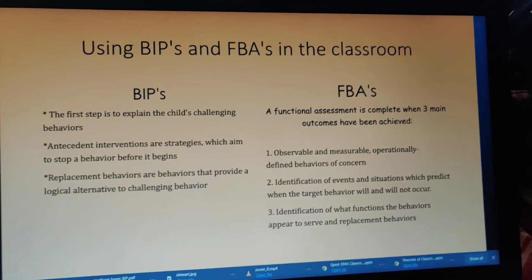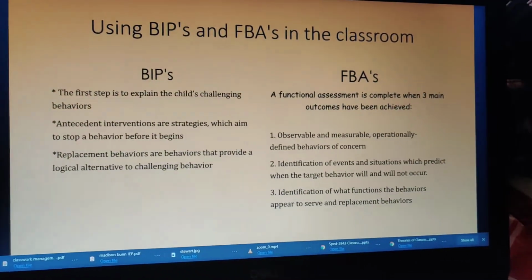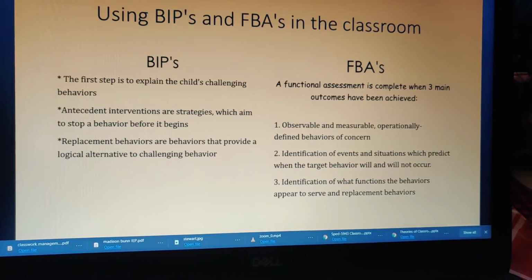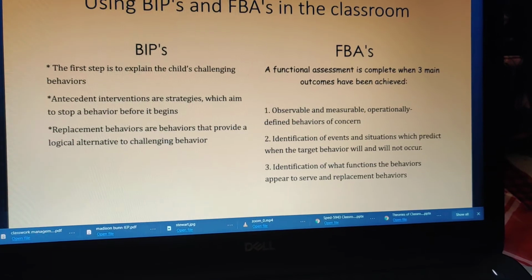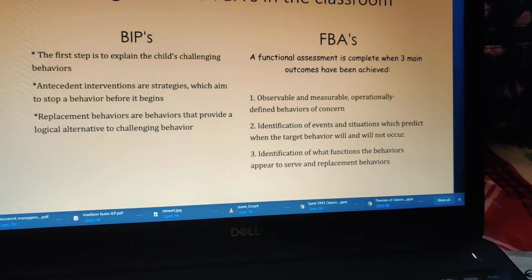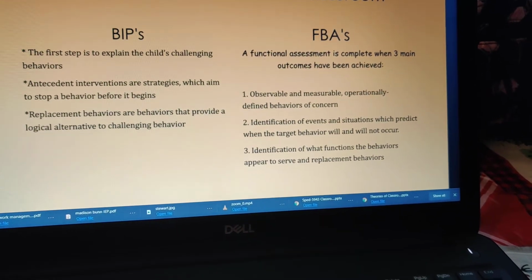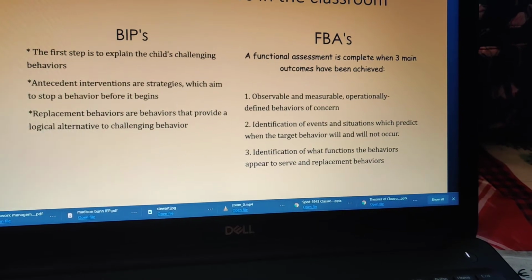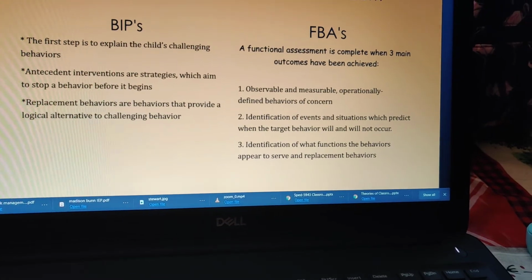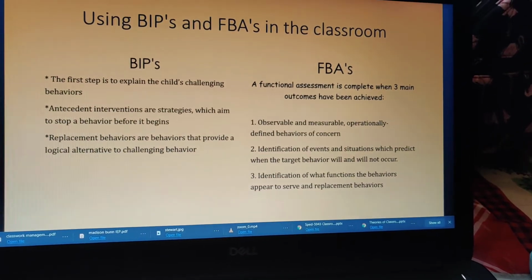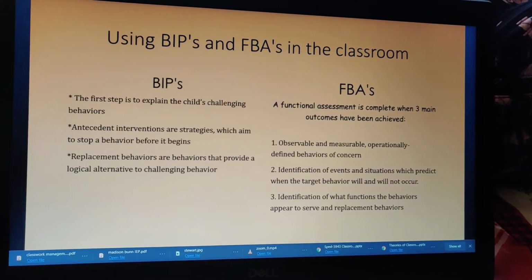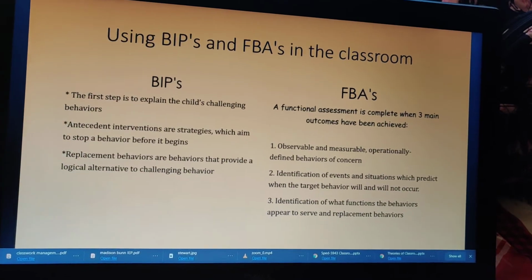Using some BIPs and FBAs in the classroom. Why it's important. The first step in a BIP is to explain the child's challenging behavior. Replace behavior or behaviors that provide a logical alternative to challenging behaviors. But an FBA is a functional behavior assessment. It has 3 main outcomes: the observable and measurable identification of the events, and the functions of the behaviors appear. These are imperative when you have behaviors in your classroom, so that way you're able to monitor them better and you can figure out how to treat them.